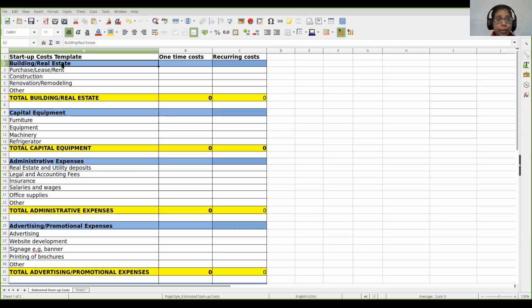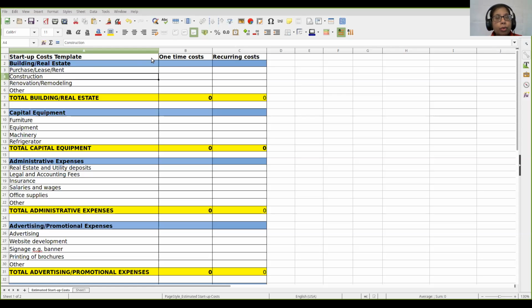categories. For example, the first category is building or real estate. So if you are starting up your own business, it is possible that you may have to rent somewhere physically to start it up, or you might purchase a building for the purpose of starting up your business. And if it is that you have renovations to do, that would be an additional cost, or construction, that will also be an additional cost.